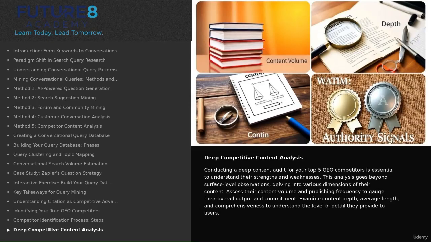Deep competitive content analysis. Conducting a deep content audit for your top 5 GEO competitors is essential to understand their strengths and weaknesses. This analysis goes beyond surface-level observations, delving into various dimensions of their content. Assess their content volume and publishing frequency to gauge their overall output and commitment. Examine content depth, average length, and comprehensiveness to understand the level of detail they provide to users.